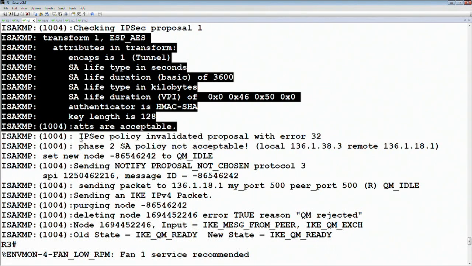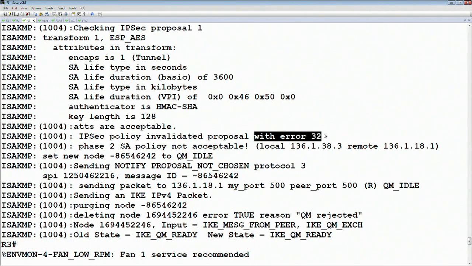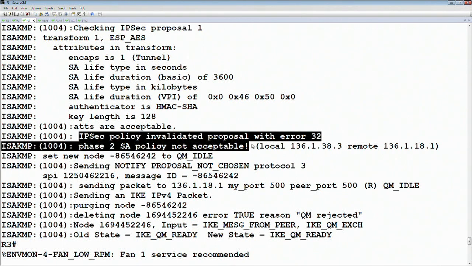It says for some reason now the IPsec policy invalidated the proposal. Now what error 32 means, we don't really know. Some of this stuff is only TAC would be able to figure out what exactly the errors mean. But this tells us at least we now know there's some problem with the phase 2 policy. Phase 2 security association policy is not acceptable.